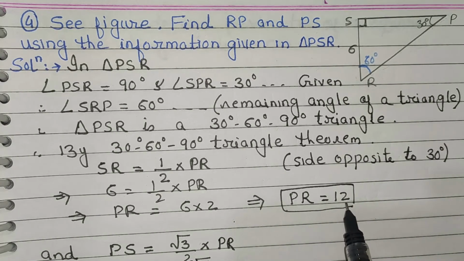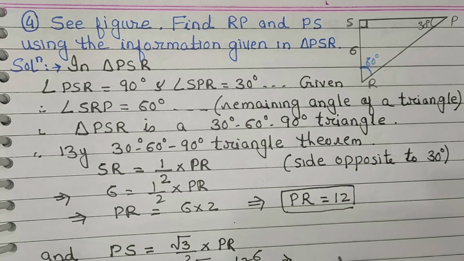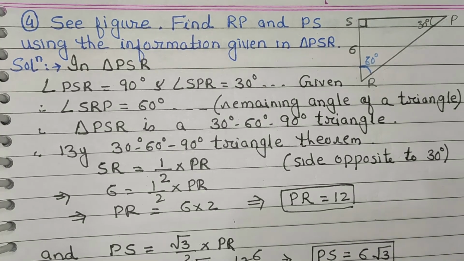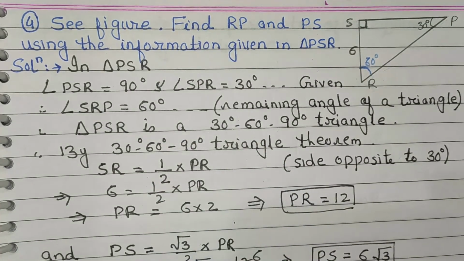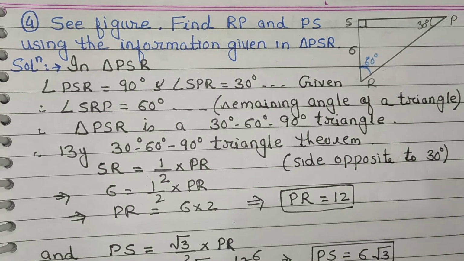PR की वैल्यू हमने फाइंड आउट किया है 12. कैंसिल कीजिए, 2 1 जा 2 6 जा, हमें वैल्यू हासिल हो गई. PS is equal to 6 root 3. Therefore write down the answer here. RP, therefore the value of RP is equal to 12 and the value of PS is equal to 6 square root of 3.